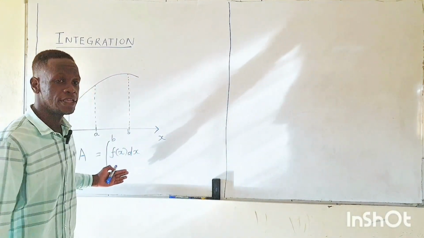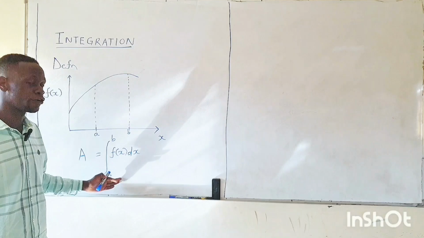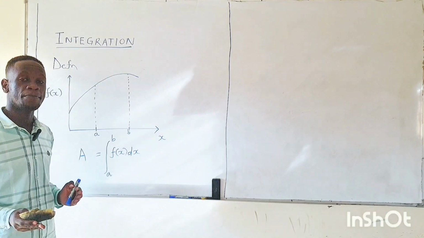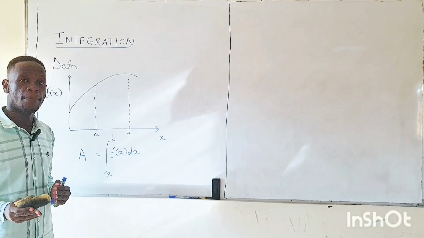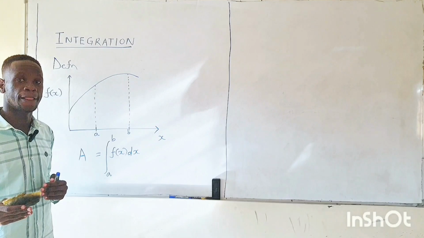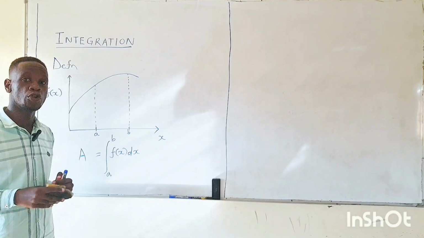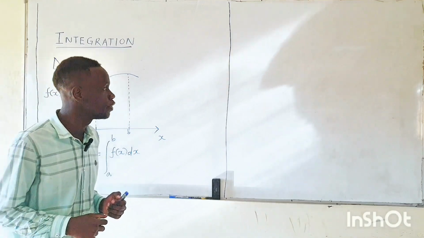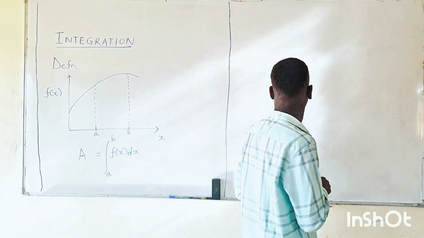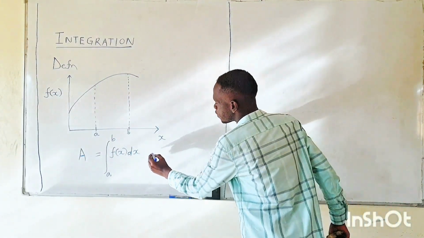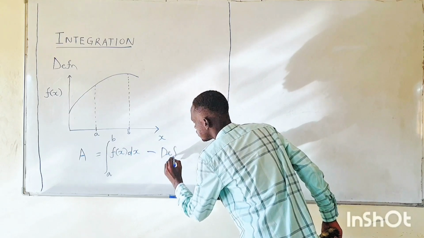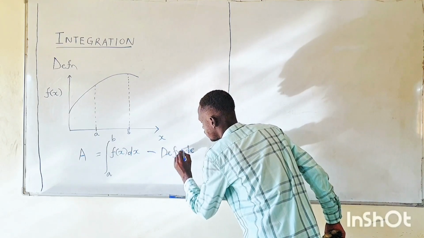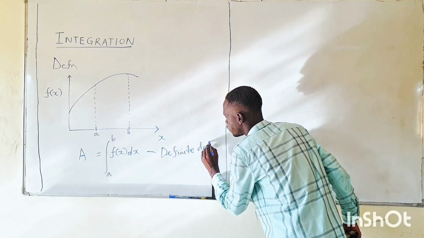Now, this definition is for a definite integral. Definite is something that you're certain about its beginning and its ending. Indefinite, you don't know the start and the ending. So this is the definite definition.